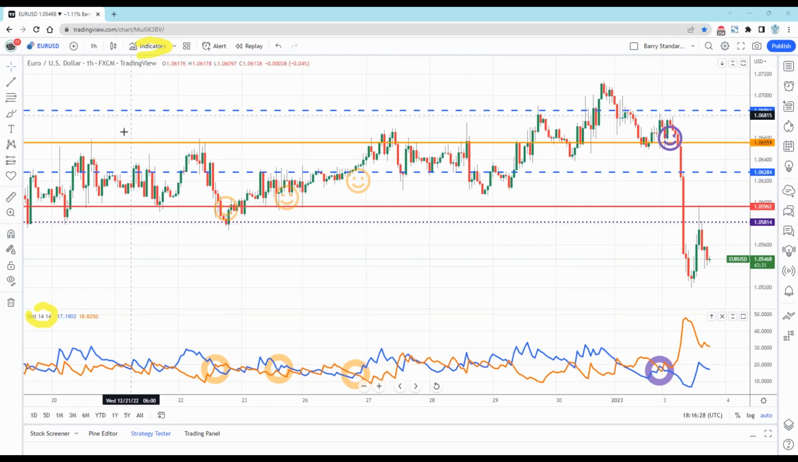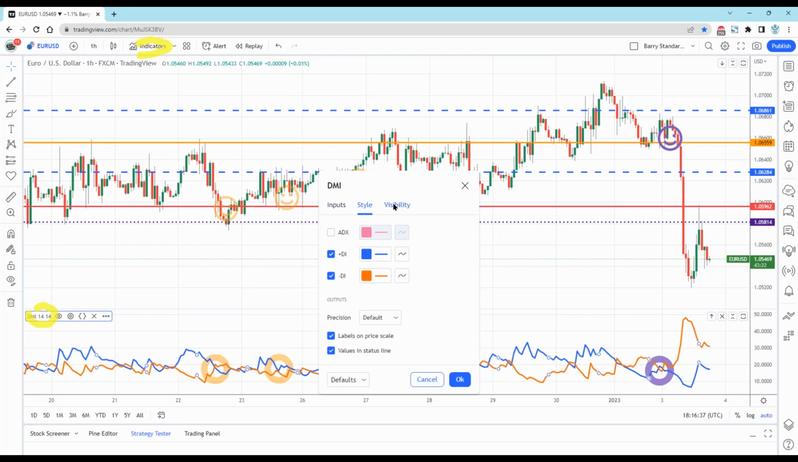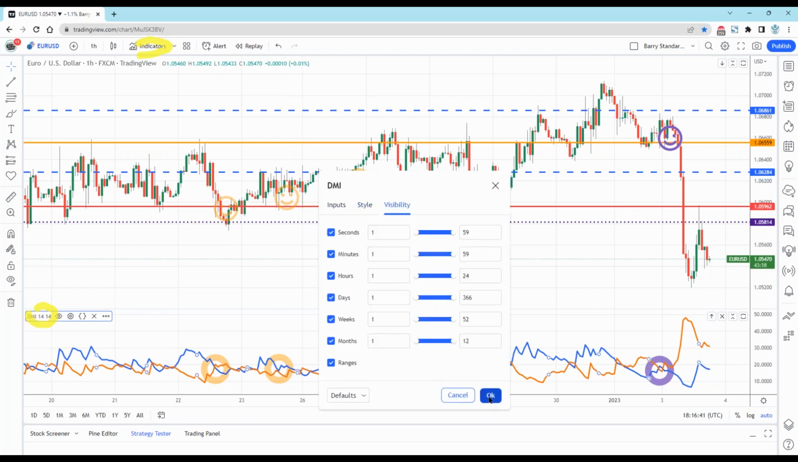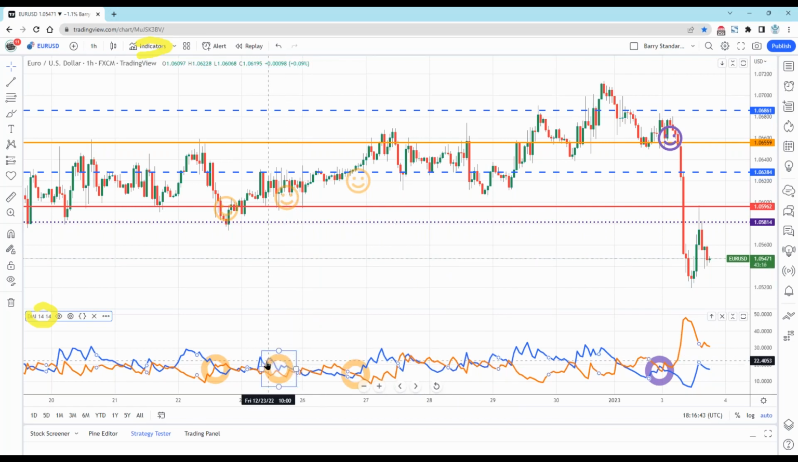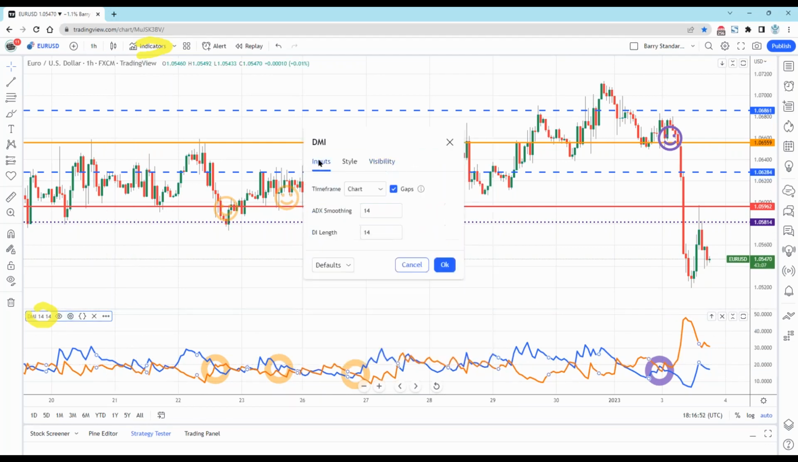Or you can adjust it by going to your settings button. You can adjust the colors and everything else, and the width of the lines, you set up the way you want it to set up. So down below, we have two lines. We have the blue line and the orange line, only because those are the colors I chose for today.